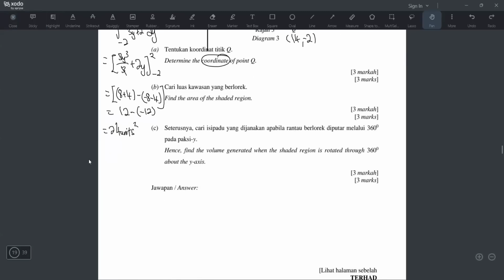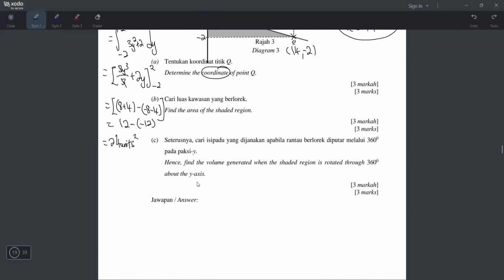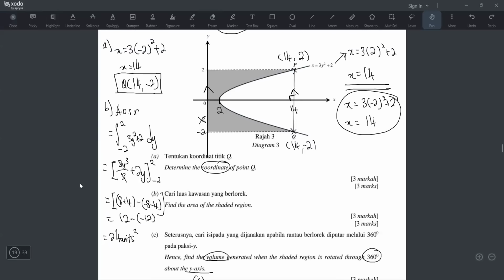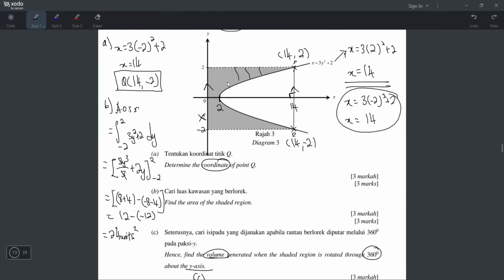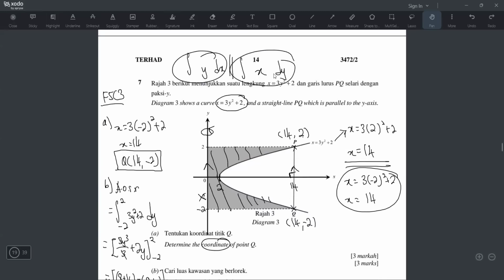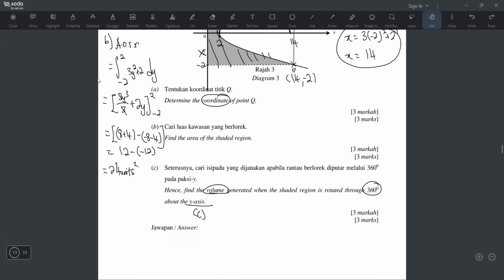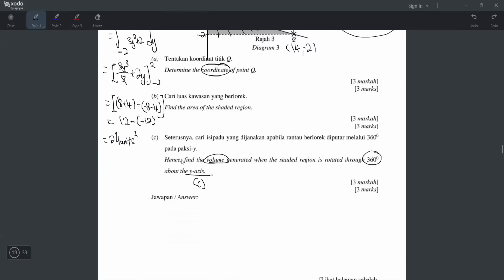Done. Let's do C. Find the volume generated when the shaded region is rotated 360 degrees about the y-axis. So it's also talking about the same shaded region, but this time you want to find the volume and they want to rotate 360 degrees about the y-axis. For volume you cannot choose to integrate towards x or y. You have to follow the question. If it says revolve about the y-axis, automatically it is dy.